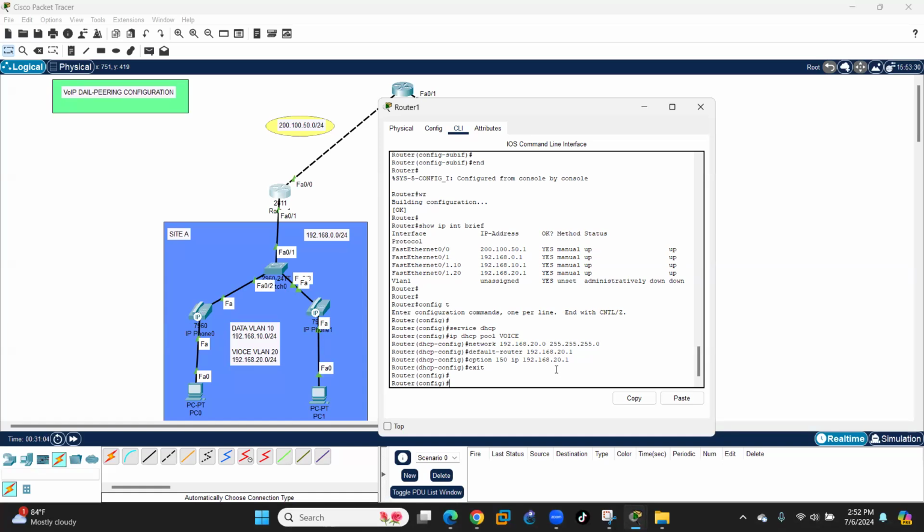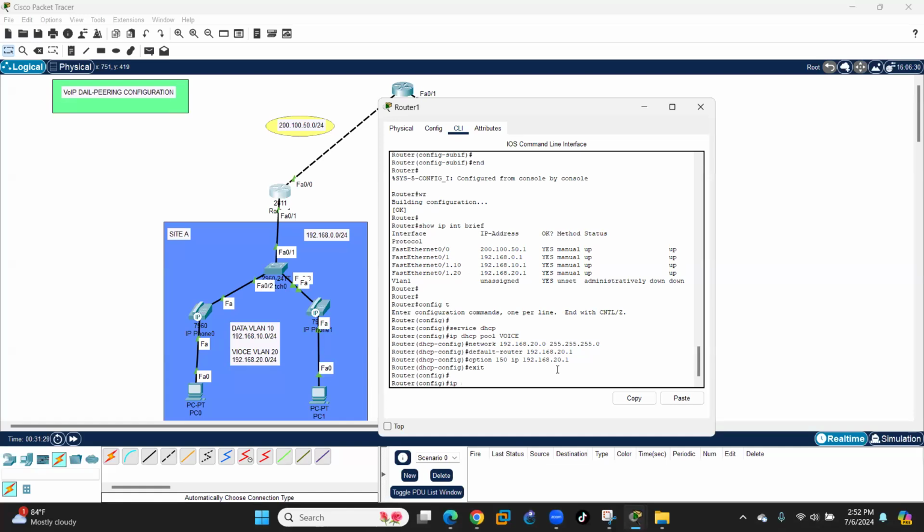That's the way Cisco configures their devices. This is a Cisco product we are using. I've tried so many things. So you have to add the option 150 IP to the default, onto the IP voice, or else it won't work.